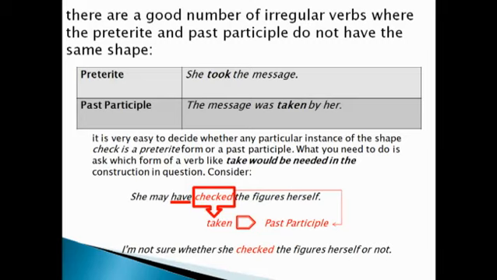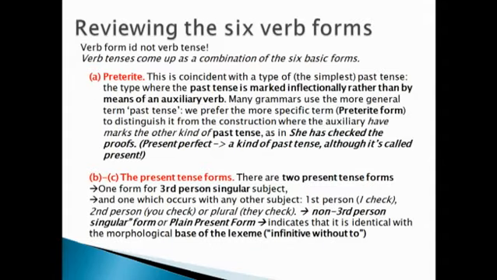Another example, I'm not sure whether she checked the figures herself or not. Let's substitute it by take. Yeah, the verb to take. I'm not sure whether she took the figures herself or not. In this case, it's a preterite. So let's review the 6 verb forms. Verb form is not verb tense, and this must be true for you. There must be no doubt about this.